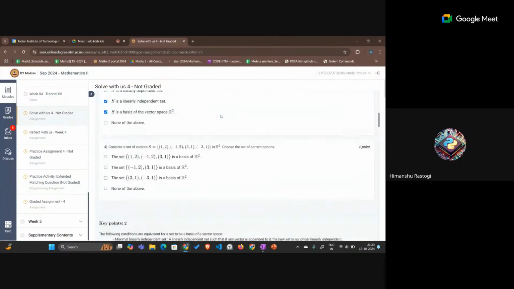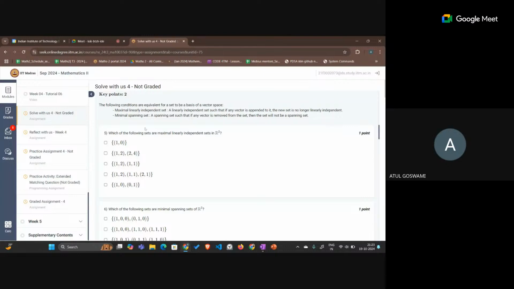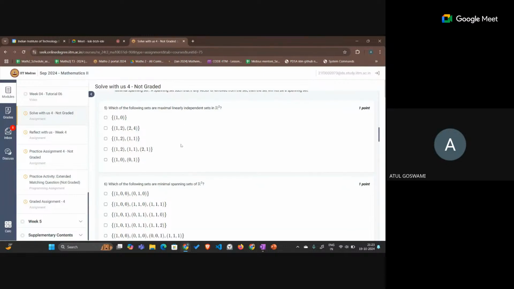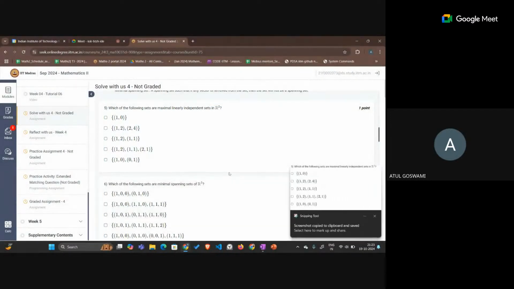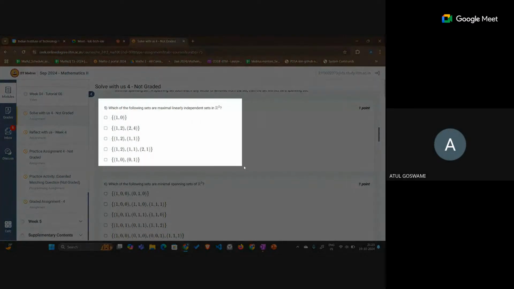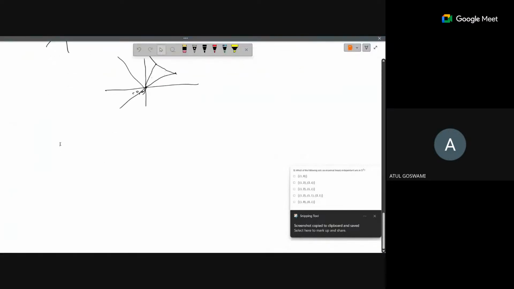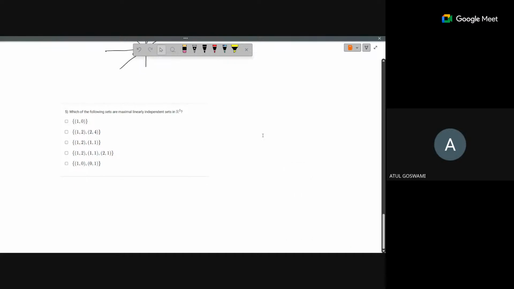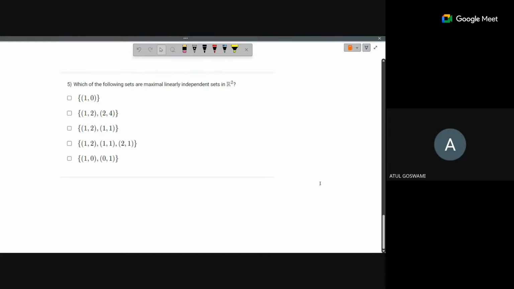Okay, so this one is solved. Key points: maximal or minimal spanning set. Solve this fifth question. Should take a screenshot. All of you solve this question.